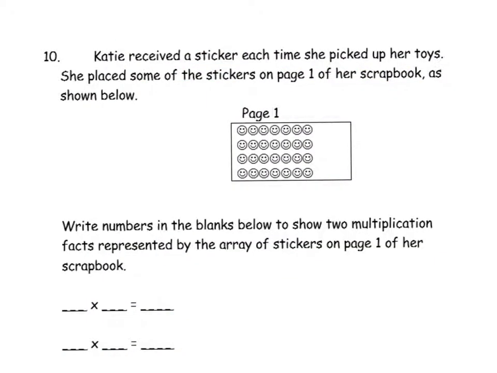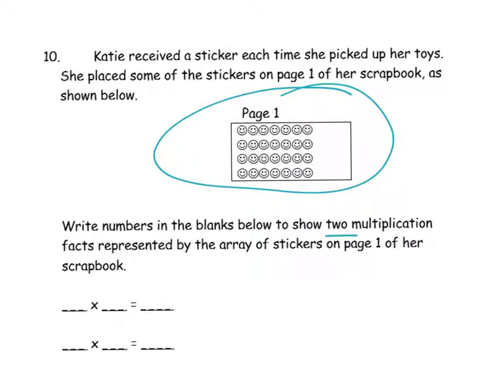Let's take a look at number 10. We're going to look at the first part first. It says Katie received a sticker each time she picked up her toys. She placed some of the stickers on page 1 of her scrapbook as shown below. So this is what I need to look at. Let me erase it so I can make it a little bit neater and easy for us to read. So here's page 1. Write numbers in the blank to show 2 multiplication facts represented by the array of stickers on page 1 of her scrapbook.